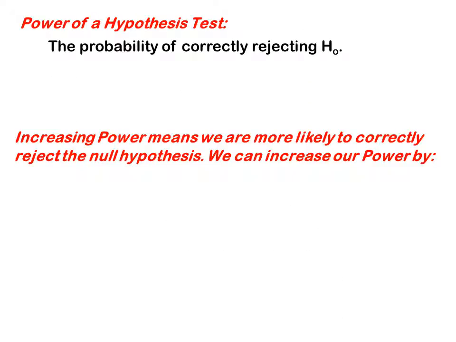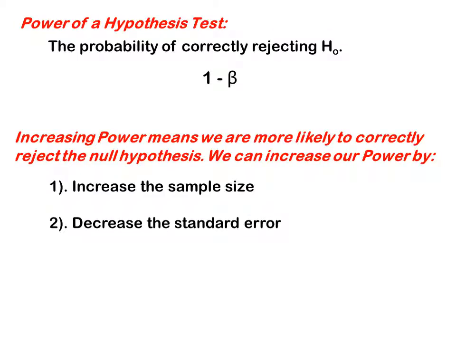So again, the power of a hypothesis test is the probability of correctly rejecting the null hypothesis. The null hypothesis is false, and we will correctly reject it. Increasing power means that we are more likely to correctly reject the null hypothesis. That's what we want. We want to be accurate. We want to increase our power by increasing the sample size. When we increase sample size, we know that we'll also decrease the standard error, or we can decrease type 2 error, which is beta.